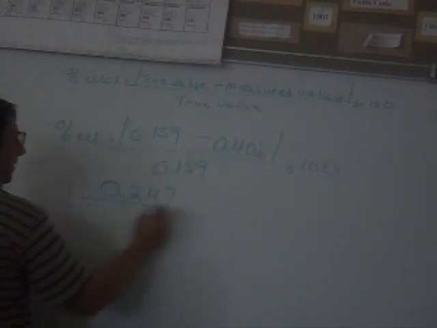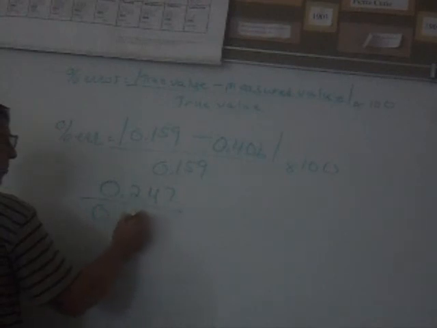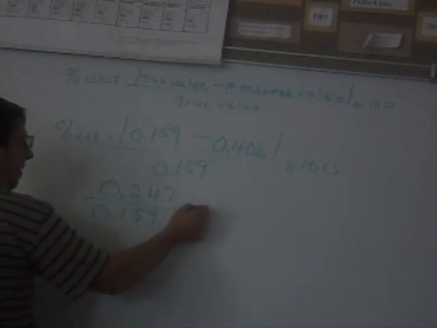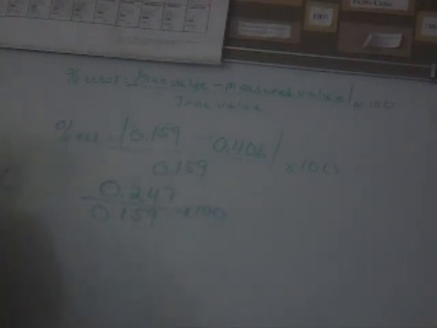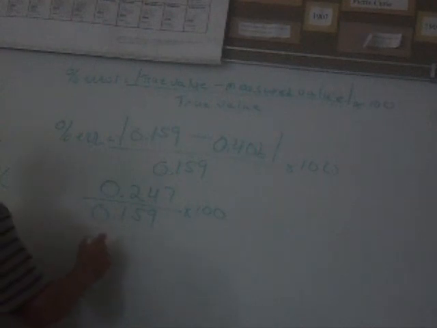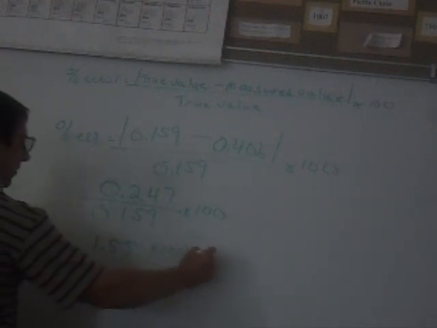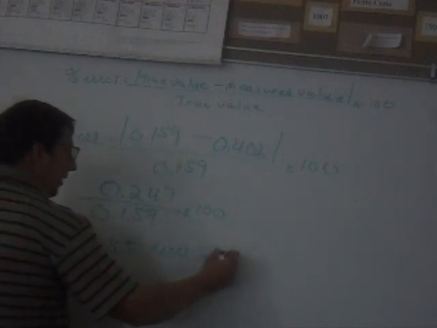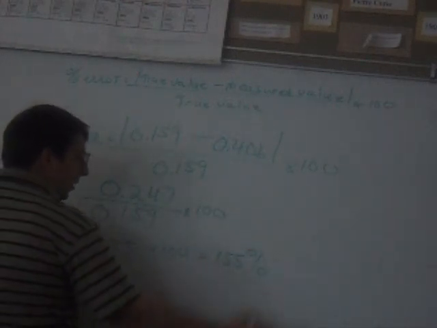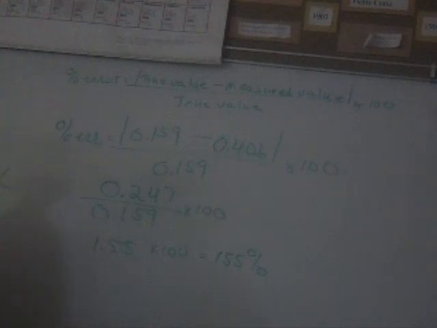So 0.247 divided by 0.159, and I get 1.55, which I then multiply by 100, which is 155% error. That is not very good, but those are the numbers, and that's how it works.